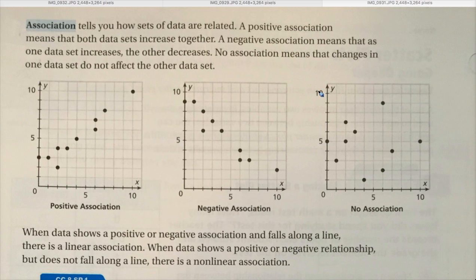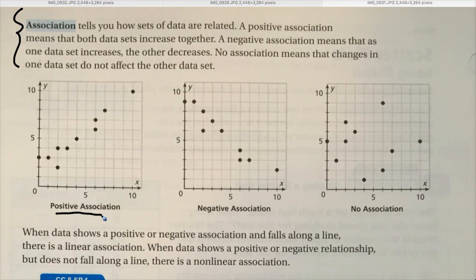Okay, the back side of this page says, read with me at the top. Association tells you how sets of data are related. A positive association means that both data sets increase together. A negative association means as one data set increases, the other decreases. No association means the changes in one set don't affect the other. So we see some examples here.